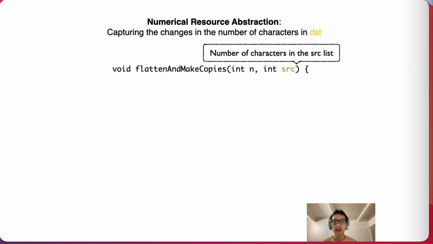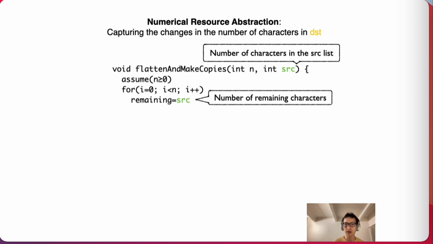We first assume n is non-negative. Then, the outer for loop iterates n times, which means copying n times. Then, at the beginning of every outer loop iteration, variable remaining, which means the number of characters that remain to be copied, is initialized as the number of characters in source.